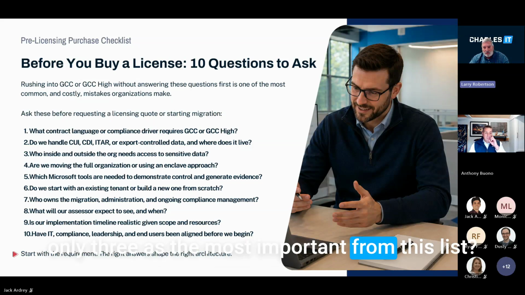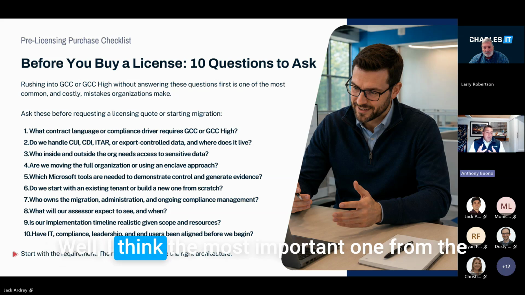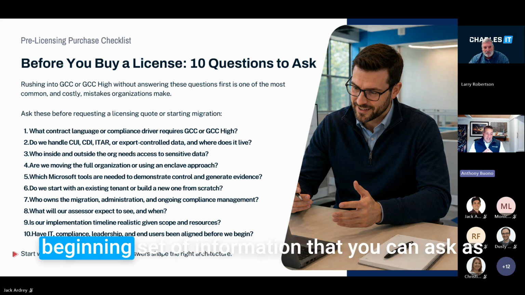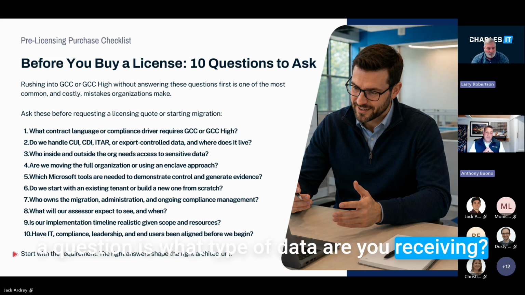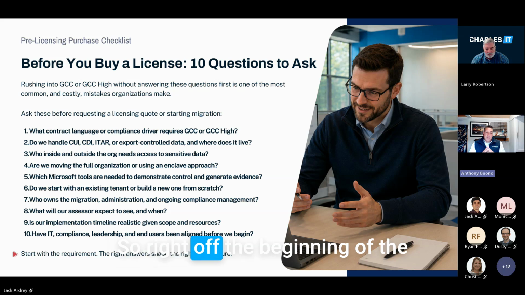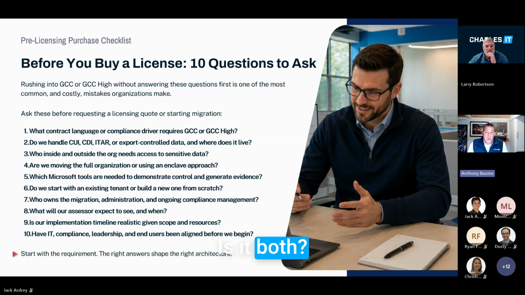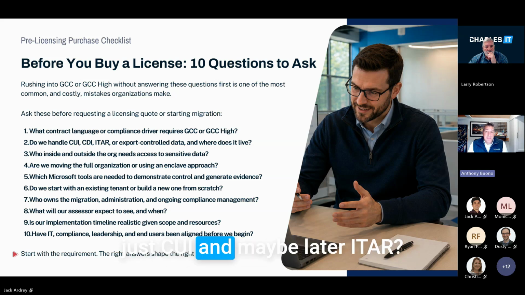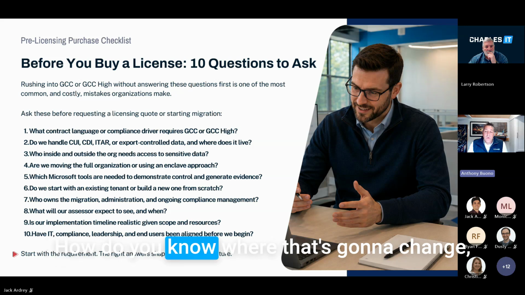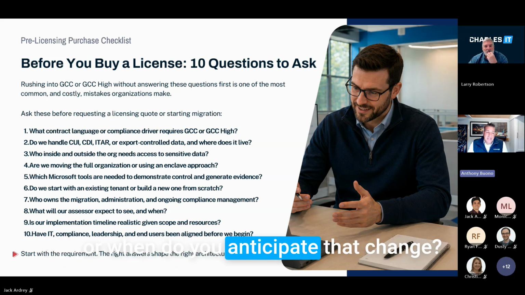Gotcha. So this next slide, there's 10 questions, but should an organization remember, if given only 3, as the most important from this list? Well, I think the most important one from the beginning set of information that you can ask is, what type of data are you receiving? So right off the beginning of the conversation, I'm going to ask, CUI or ITAR data? Is it one? Is it both? And then I also ask, is it now just CUI and maybe later ITAR? How do you know where that's going to change, or when do you anticipate that change?